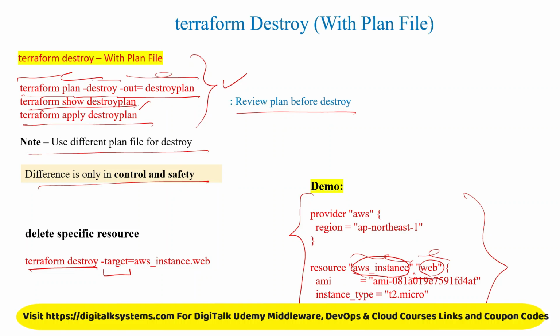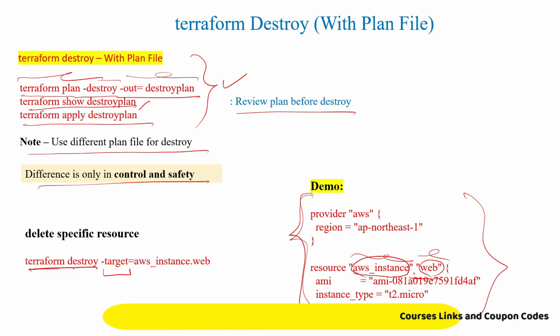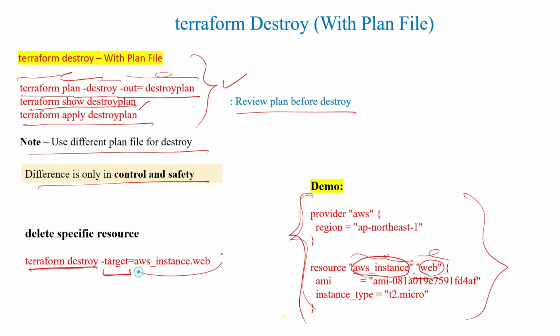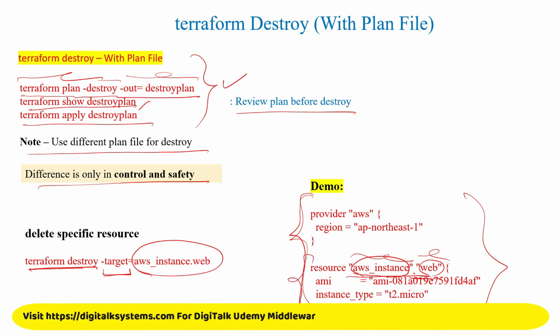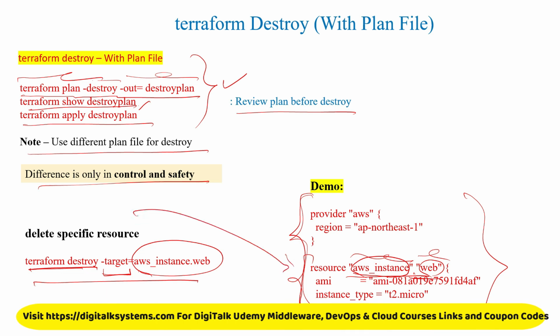Now suppose you have multiple resources, and this is one of the virtual machines that you want to delete. With Terraform destroy, you can give the hyphen target and then the name of the identifier for this virtual machine. With this command, it will not delete all the resources that have been created. Instead, it will delete only this particular virtual machine which we have specified in the target.